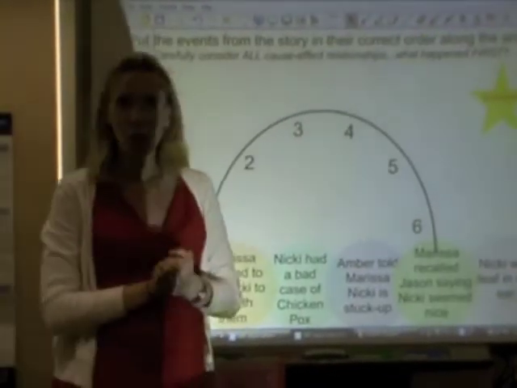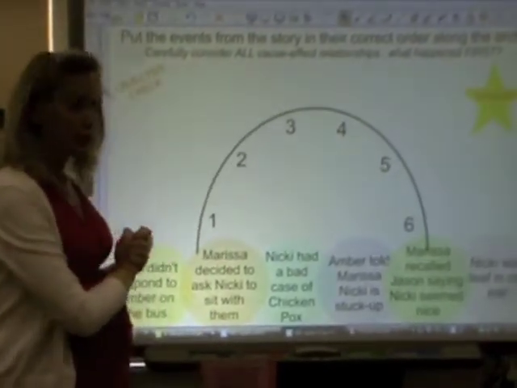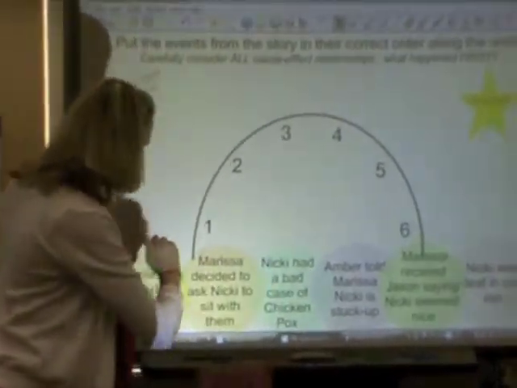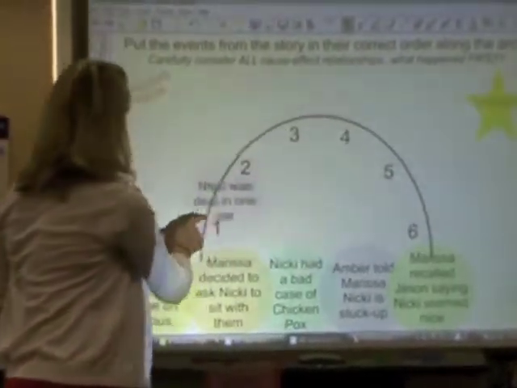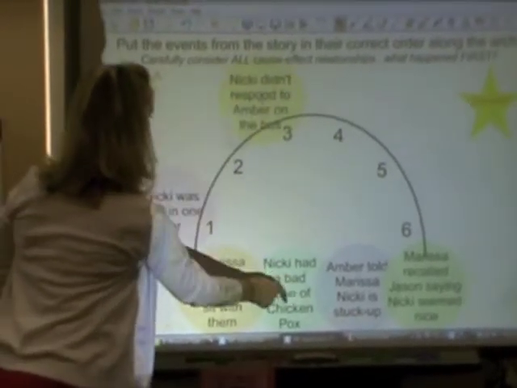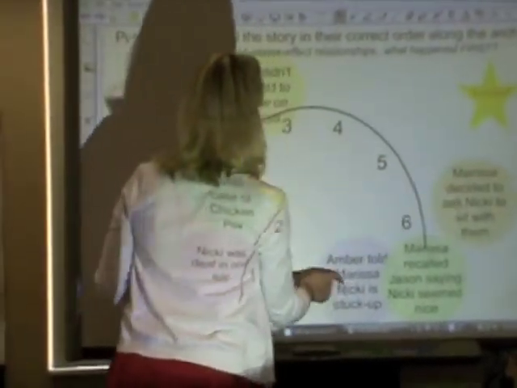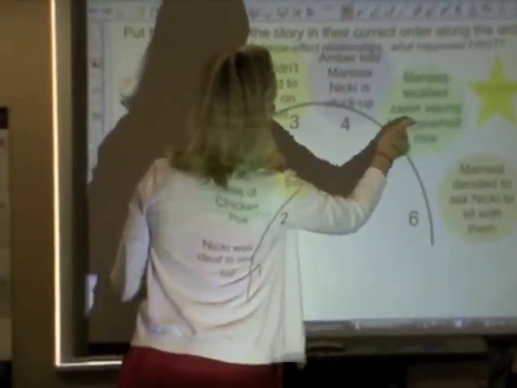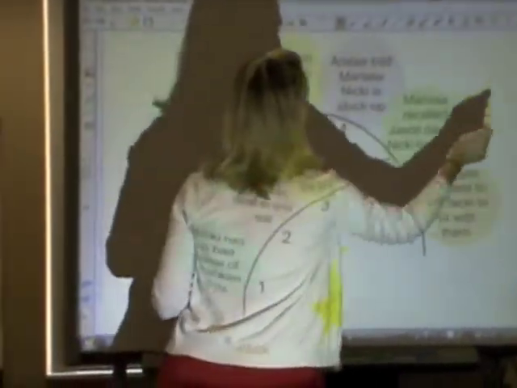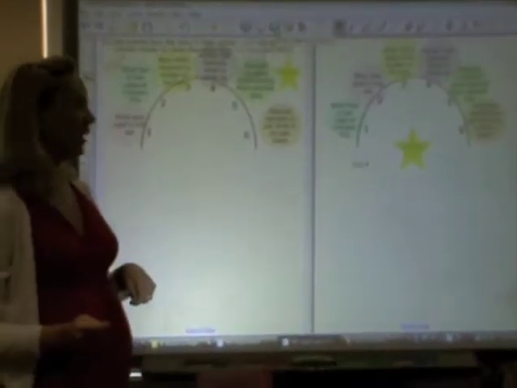The first activity was sequencing the events from the story, and students were able to come to the Smartboard and put the events in their appropriate order on the board. And then students can always check their answers with the solution page, comparing the solution to the answers that they gave.